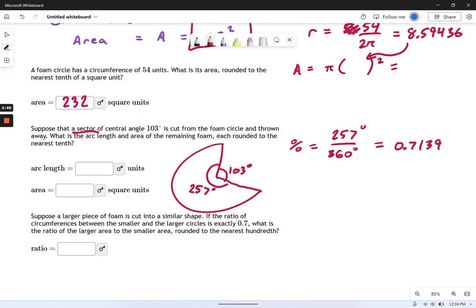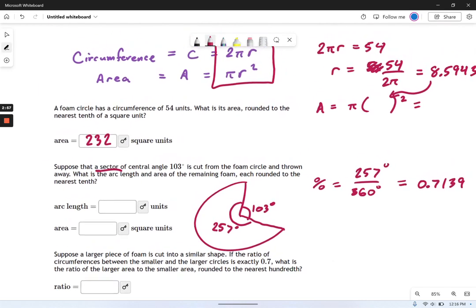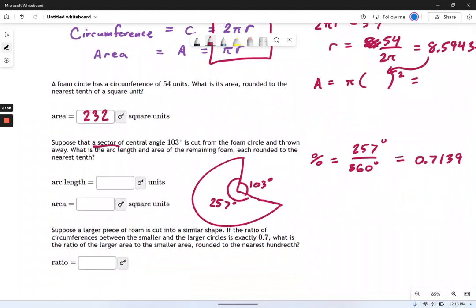Okay, so 257 divided by 360 is 0.7139. So I'm going to take that and multiply that by the circumference of 54. 0.7139 times 54 gives me an arc length of 38.55. If you're following along and you're getting the same numbers as I am, great. You know what you're doing.